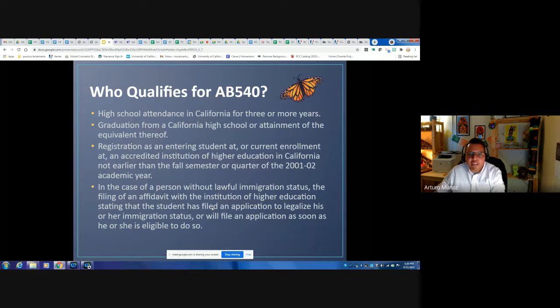So who qualifies for AB 540? These are mostly the students that have attended school in California for 3 or more years. Graduation from California high school or attainment of the equivalent thereof. So a GED from a California high school. Registration as an entering student at or current enrollment at an accredited institution of higher education in California, not earlier than the fall semester or quarter of 2001-02 academic year. In the case of a person without lawful immigration status, the filing of an affidavit with the institution of higher education stating that the student has filed an application to legalize his or her immigration status, or will file an application as soon as he or she is eligible to do so. So these are for our undocumented students.